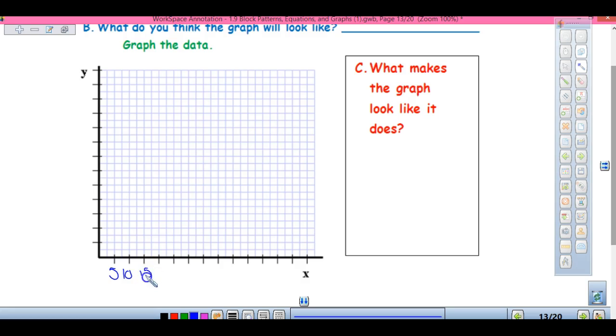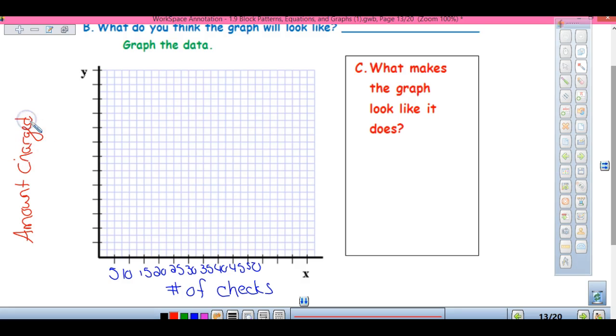5, 10, 15, 20. And what are we measuring on the bottom? What's it stand for? And what's my y-axis stand for? Yeah, amount paid. And what did you say you're going to go up the sides with? 1s? Okay.